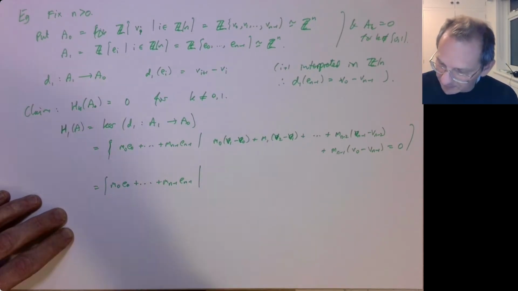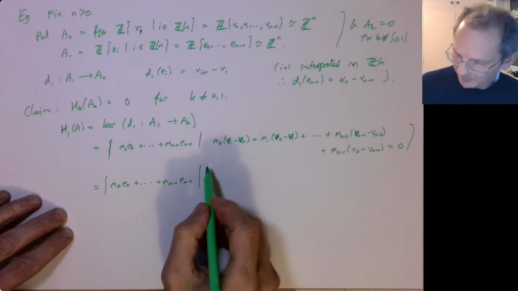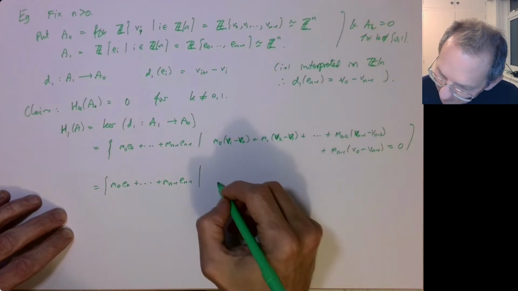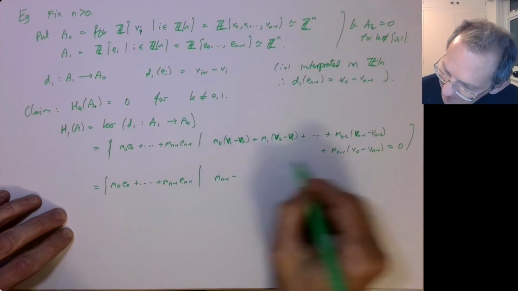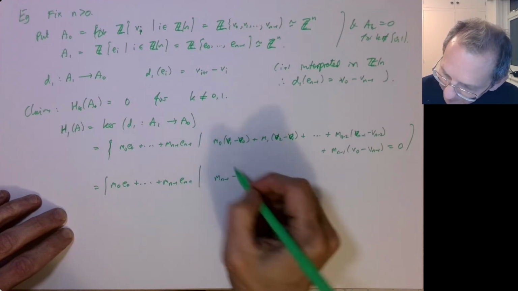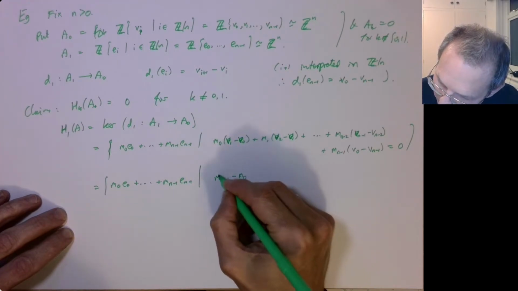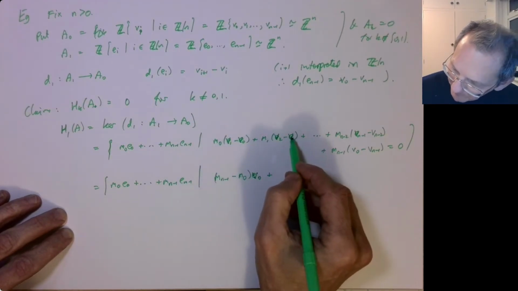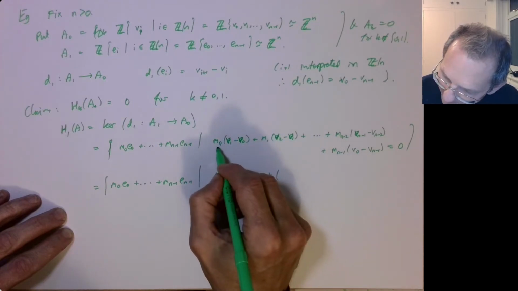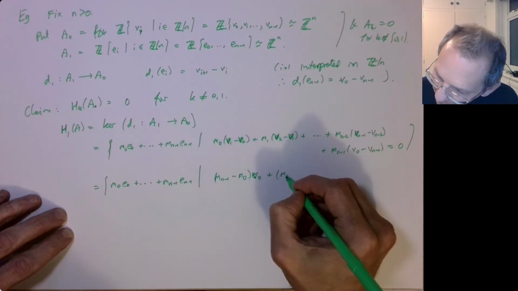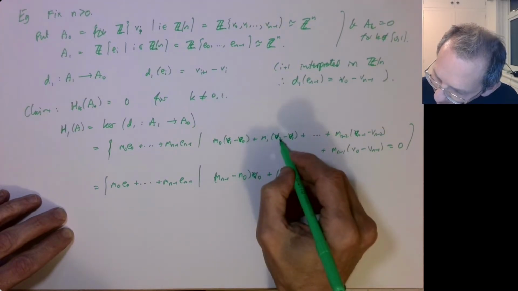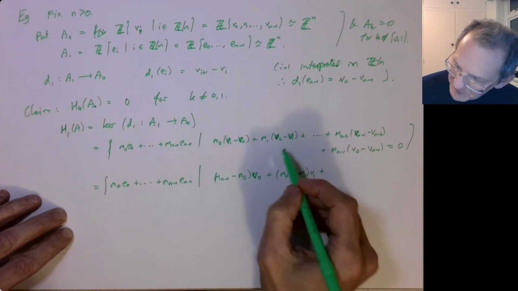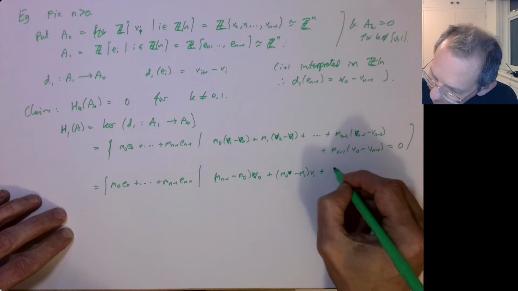Okay, so yeah, let's look at the coefficient of V0 here. You've got Mn minus 1 minus Mn minus 1 V0 and a minus M0 V0. And let's look at the coefficient of V1. Well, here you've got M0 V1, and then a minus M1 V1. And then the coefficient of V2, you get a plus M1 and a minus M2.